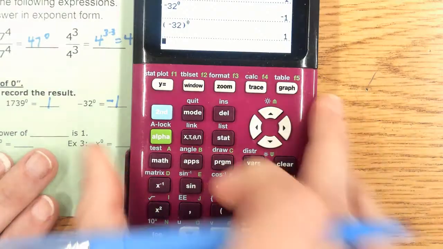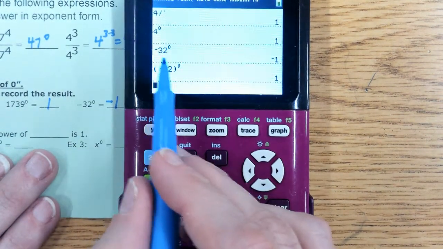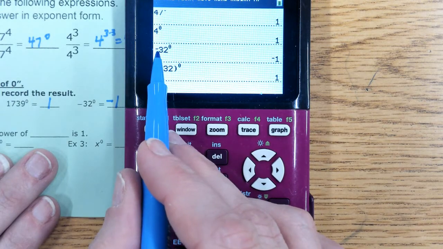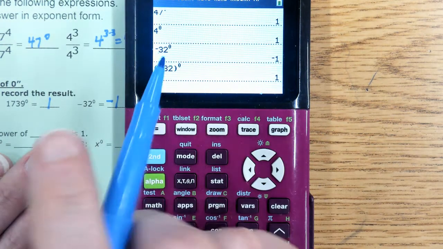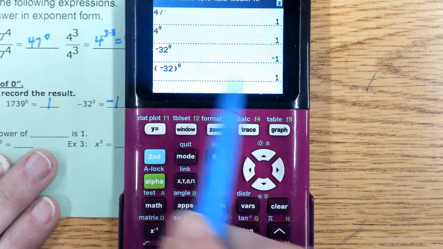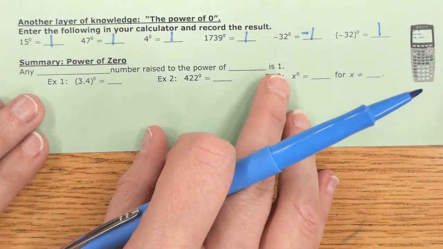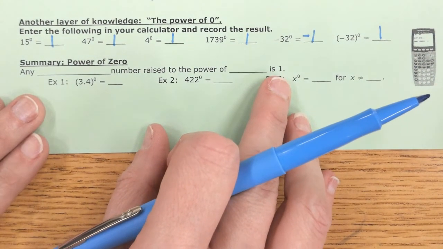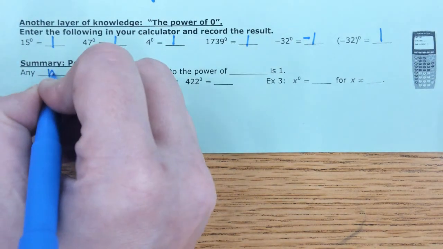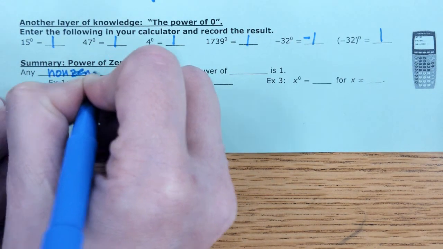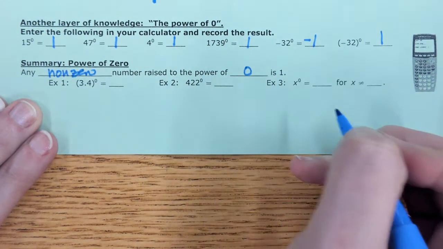So this is just like when we square something. Remember, if the negative is outside of the parentheses, if it's not in parentheses, then it's going to take the opposite. If it's inside, then it's going to be positive. Okay? Now, the power of 0. So here's the thing. Any non-zero number raised to the power of 0 is 1.